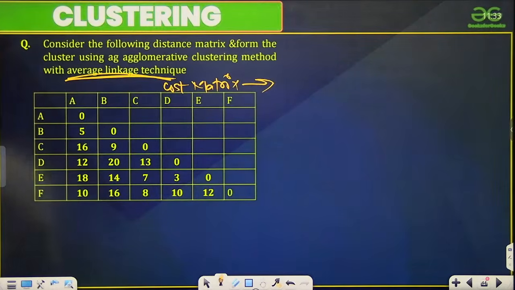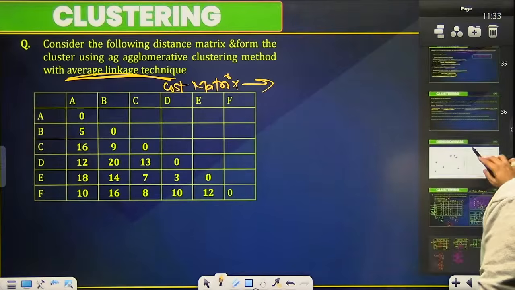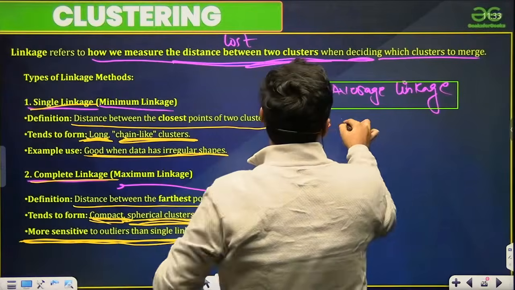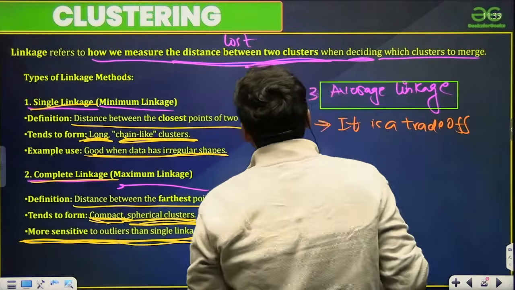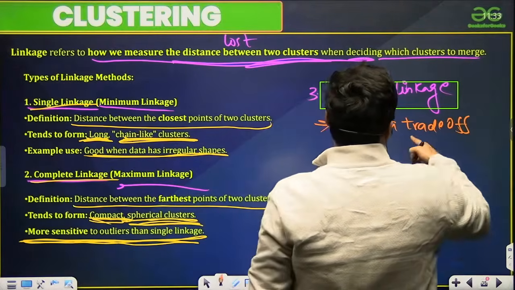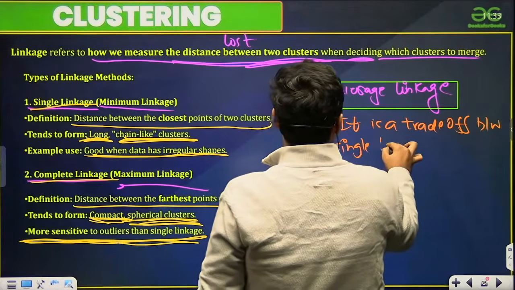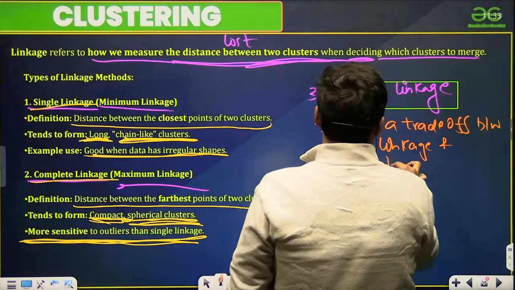Now, average linkage is actually a trade-off between the complete linkage and the single linkage. I'll write why we use average linkage: to improve the accuracy, so it is a trade-off. What is a trade-off? It balances the good points of single linkage along with certain good points of complete linkage. So it is a trade-off between single linkage and complete linkage.